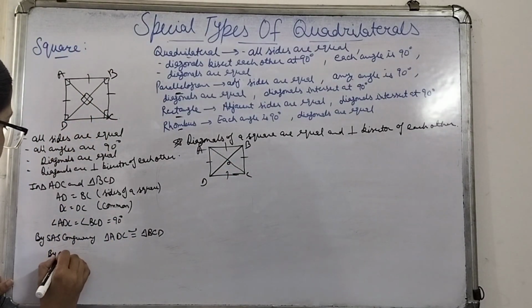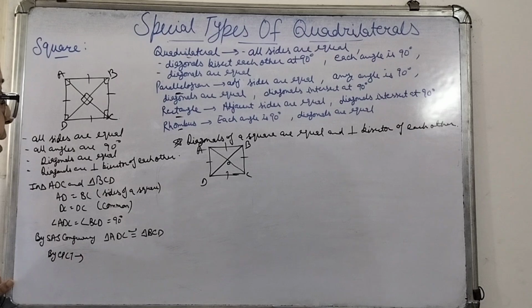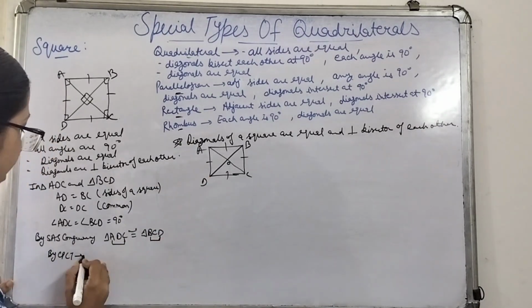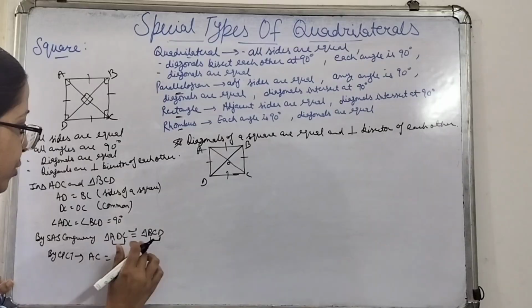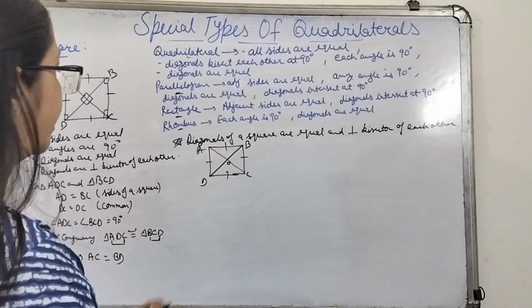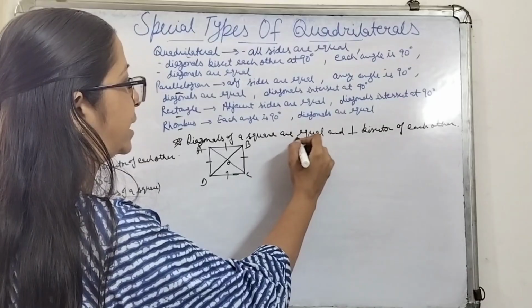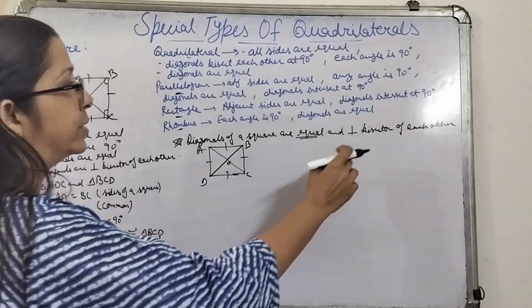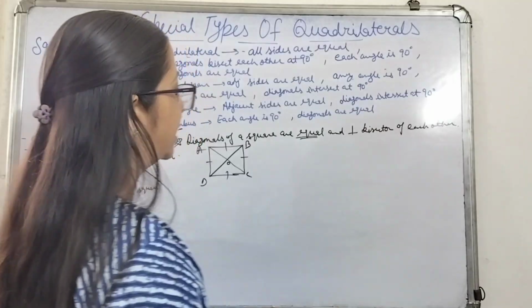So by CPCT, we can say that AC corresponds to BD, so AC will be equal to BD. So the first thing we have proved is that the diagonals are equal. First thing is done. Now we are proving that the diagonals are bisecting each other.